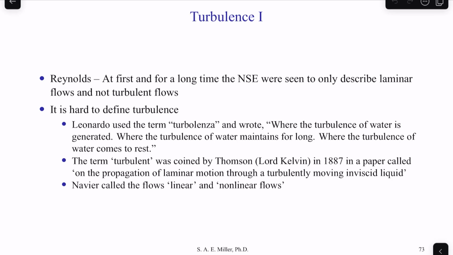The term turbulent was actually coined by Thomson, otherwise known as Lord Kelvin, in 1887, which isn't that long ago, in a paper called On the Propagation of Laminar Motion Through a Turbulently Moving and Viscid Flow. Navier called the flows linear and nonlinear flows, which makes a lot of sense mathematically because if one gets rid of the nonlinear term, for example, then the flows can't be turbulent.